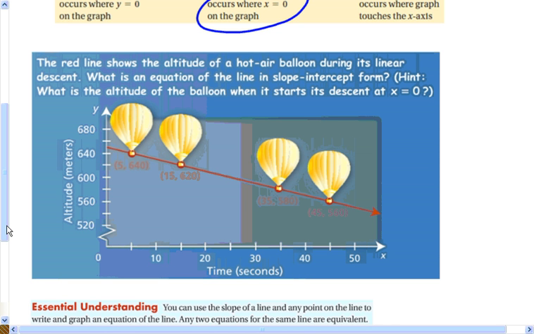In slope-intercept form, we would first need to use two of these points to find the slope, like maybe those two. And then we would have to find the y-intercept. One way we could do that is just estimate where it touches the y-axis there. That's not real accurate, though. There may be a better way. Or we could just compute what the y-intercept is once we know what the slope is, the way we learned in the last one. So we have two points here, (5, 640) and (15, 620).